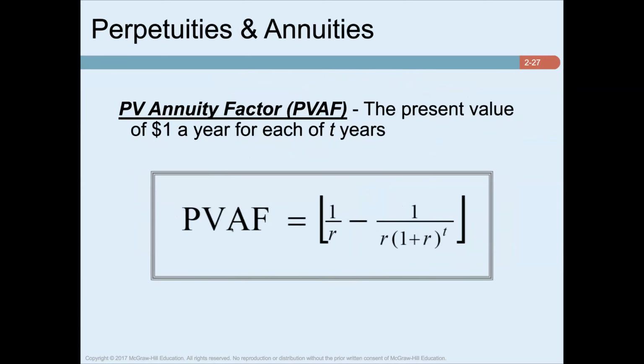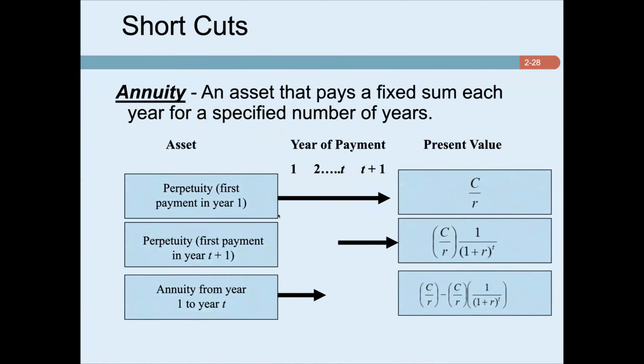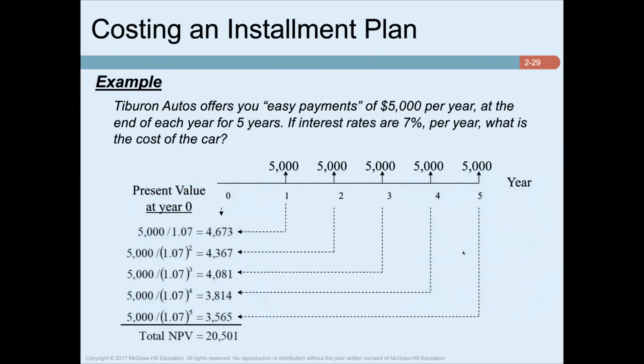So the present value of annuity factor, like we just talked about, use that. See what they tell you. Perpetuity, first payment in year 1, so the present value is C over R. And then perpetuity, the first payment in year T plus 1, from here. So the annuity from year 1 to T is this minus this. I just drew it and forgot; it's on the next slide.